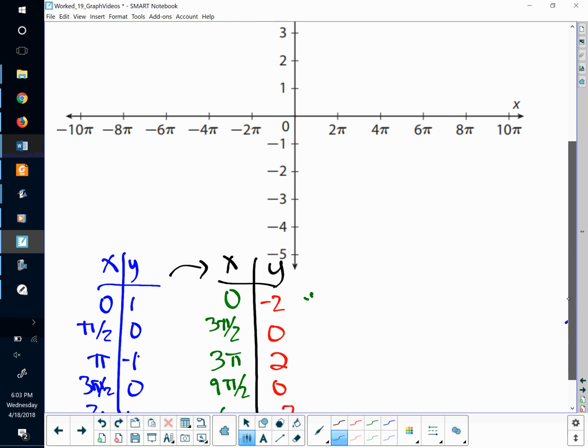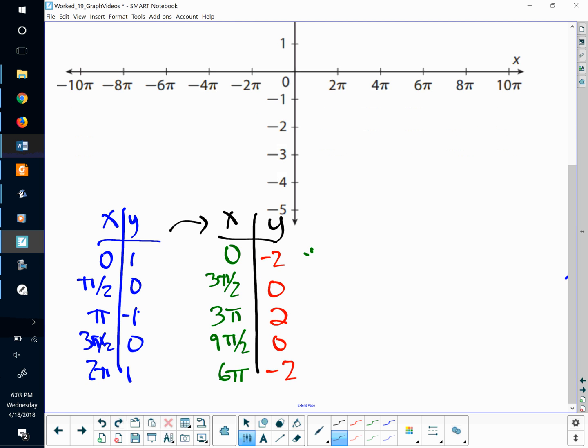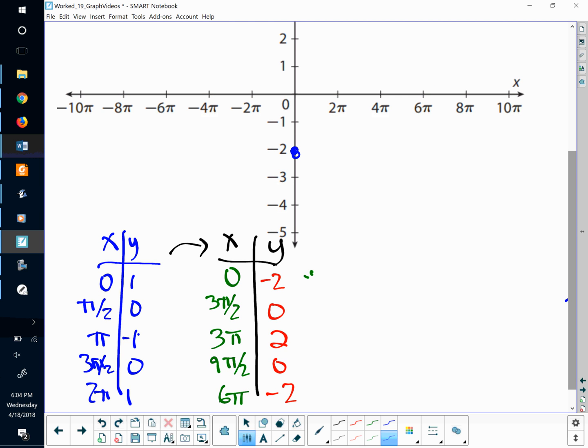We've got it. 5 points. Graph them. 0, negative 2. 3 pi halves and 0. So 3 pi halves, that's 1.5 pi, and 0, that's about there. 3 pi and 2. There's 3 pi and 2. 9 halves pi, that's 4.5 pi. 4.5 pi and 0. 6 pi and negative 2.